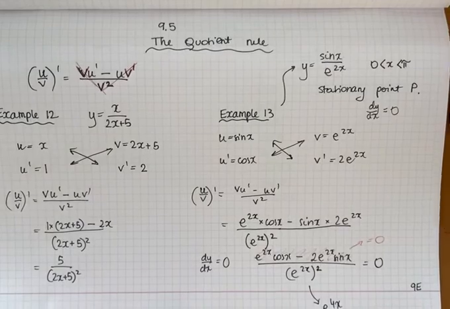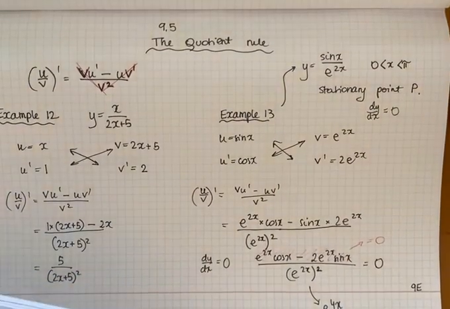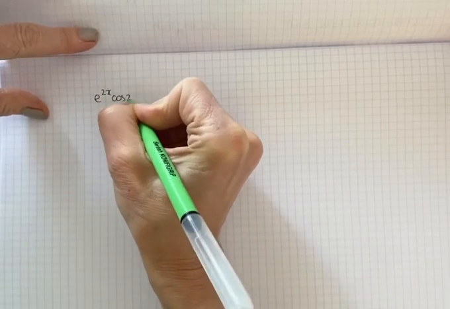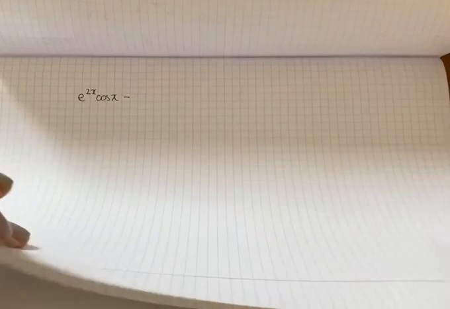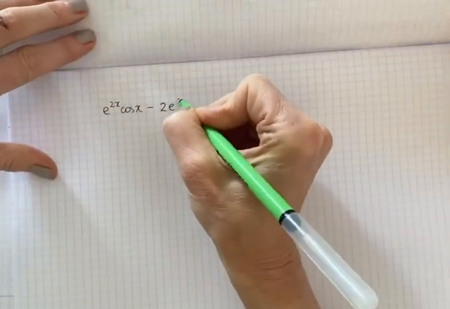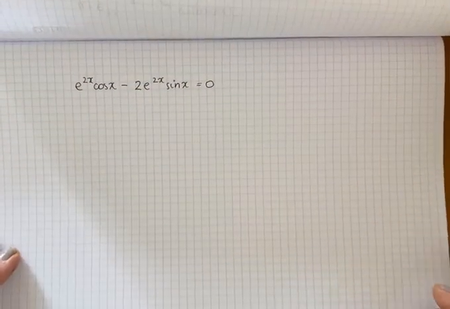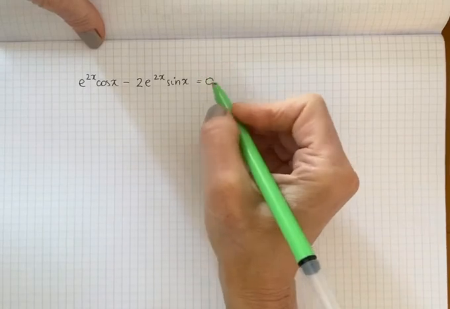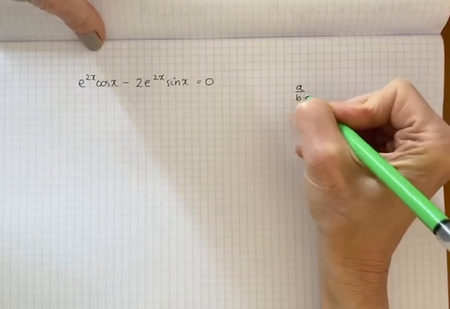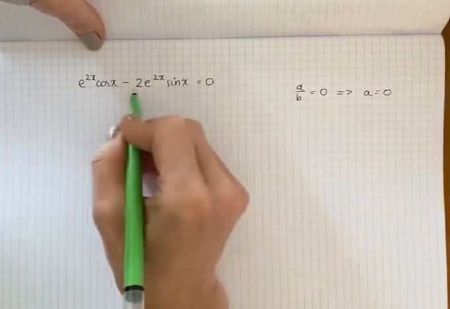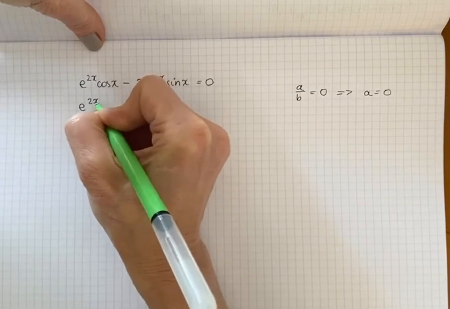Okay, so let's just rewrite it on the next page. We've got e to the power of 2x cos x minus 2e to the power of 2x sine x, and that's equal to 0. Just double check. Okay, so this is the numerator. Remember, solving this equation, this will only happen if the numerator is equal to 0. So over here, let's factorize the e.